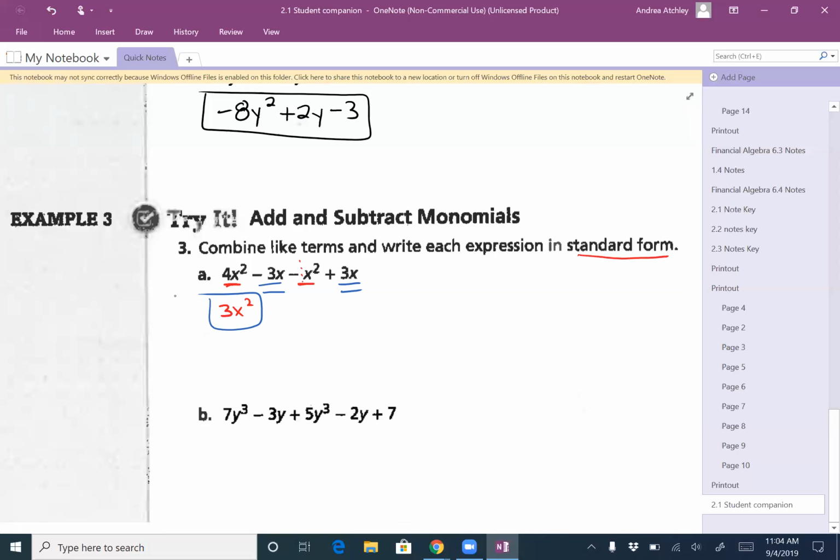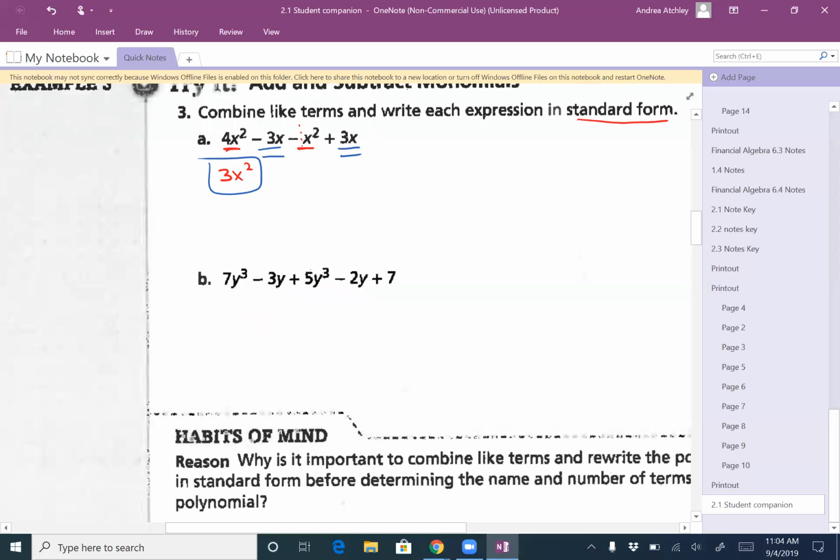Okay, now let's review. Nyla, what is the degree of this now? 2. And what do we call it when there's one term? A monomial. Very good. Okay. Our next one.